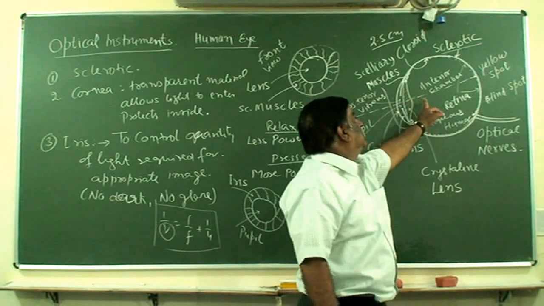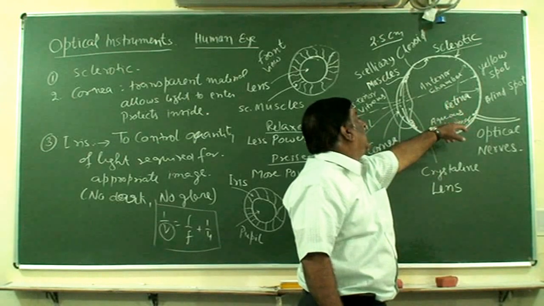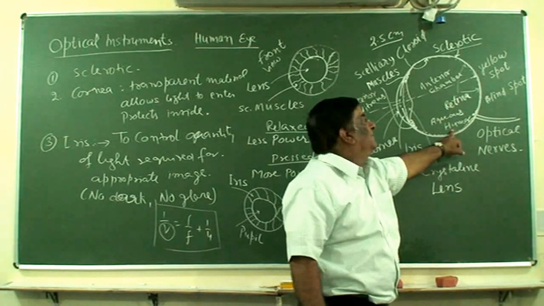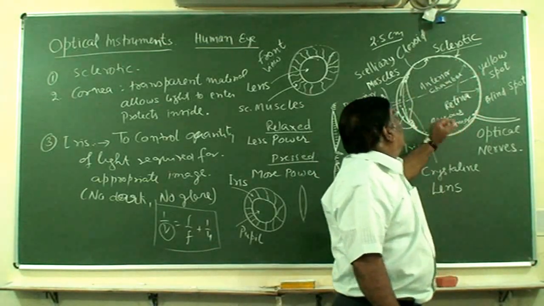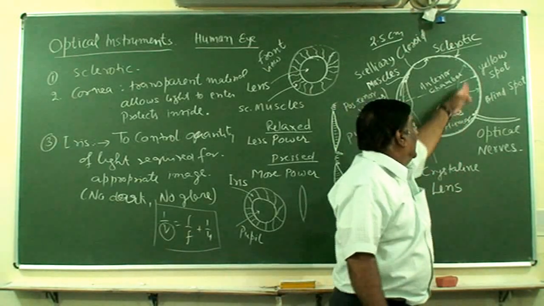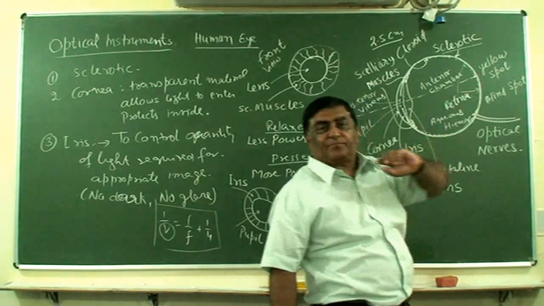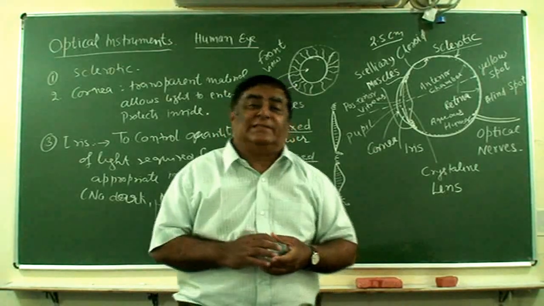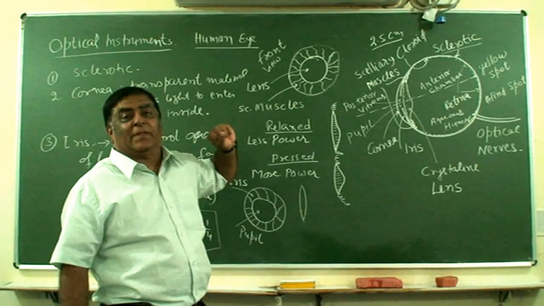After this lens there is a chamber. We call it the anterior chamber, and it is filled with a liquid known as aqueous humor. After that there are many sensory dots, and this sensing layer is known as the retina. In the retina there are many sensors, and this is the most important part of the eye.